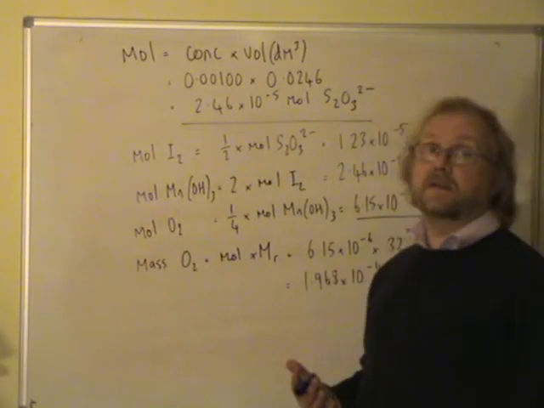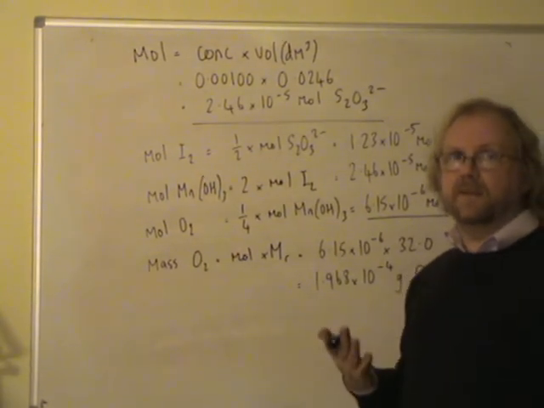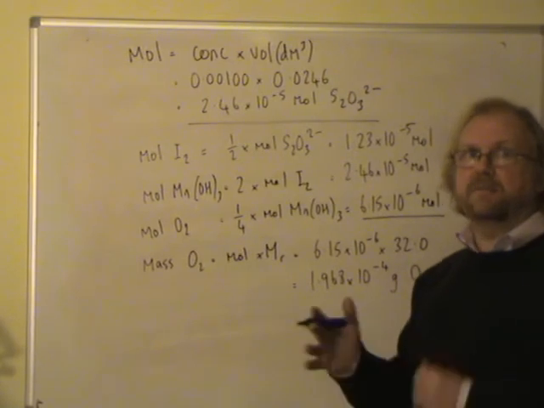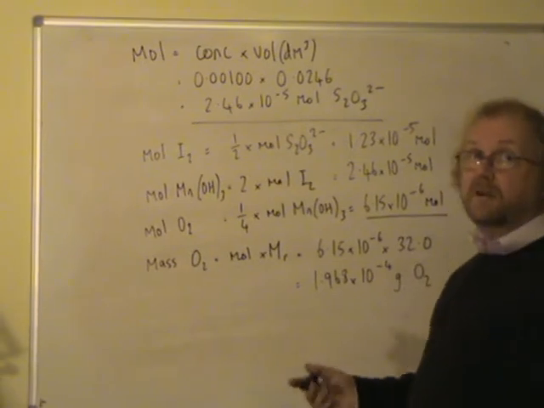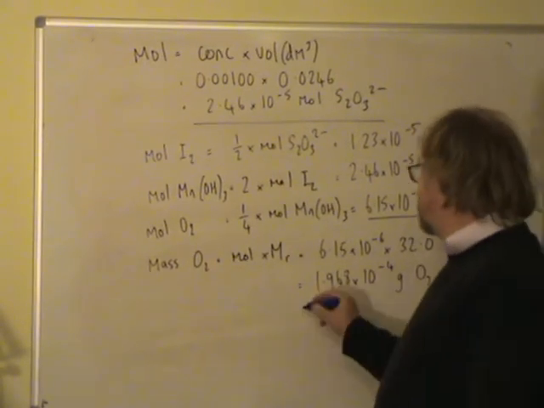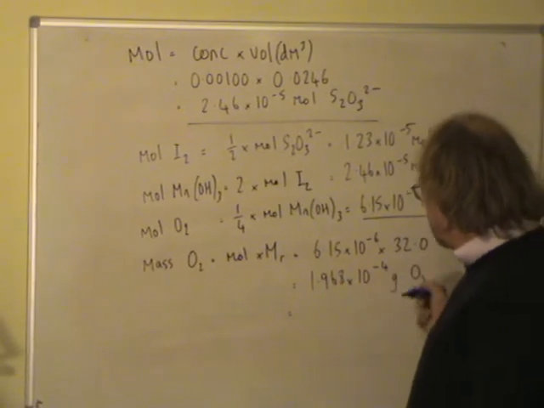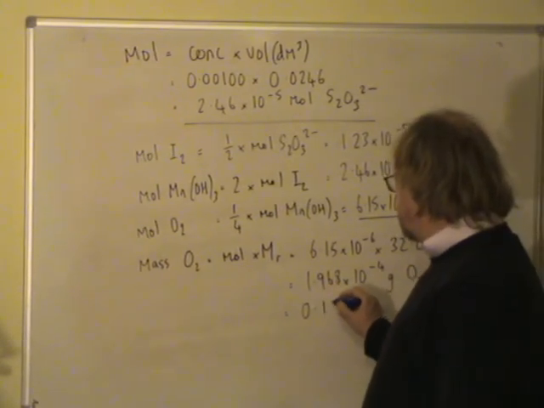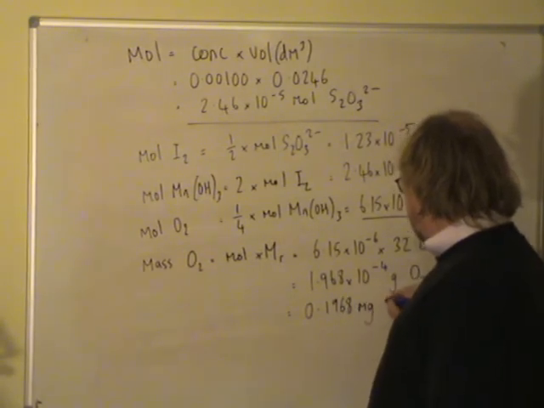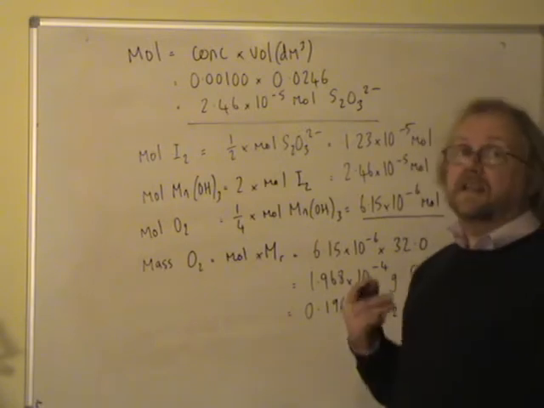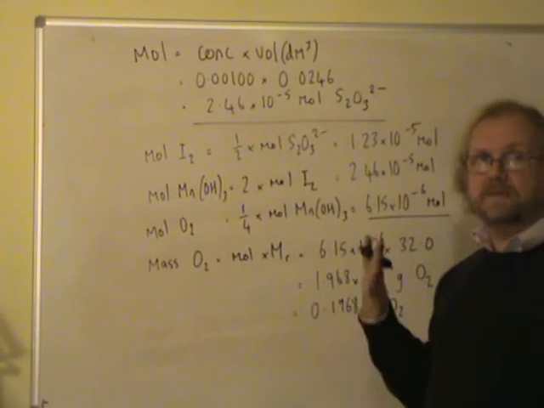But we want milligrams, and you have to know that a milligram is 1,000th of a gram. Just like a millimetre is 1,000th of a metre. So to turn that into milligrams, we've got to multiply by 1,000. And if we multiply that number, we get 1.968 times 10 to the minus 1, which is 0.1968 milligrams of O2.